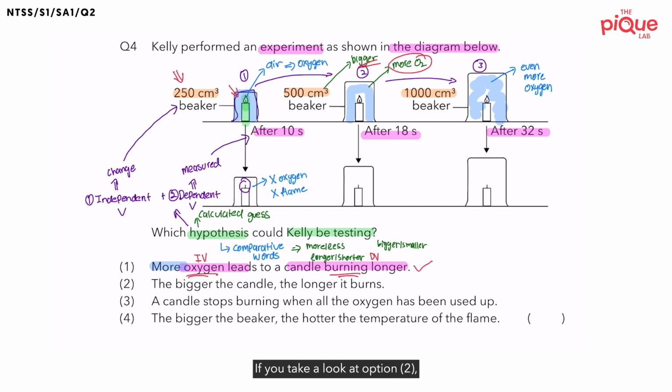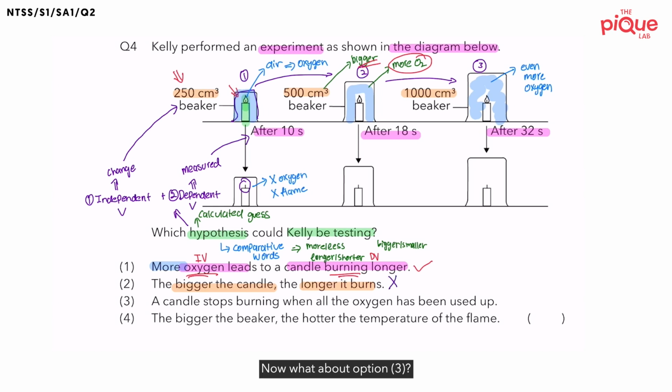If you take a look at option 2, the bigger the candle, the longer it burns. In this entire experiment, did Kelly ever change the size of a candle? Throughout all the different setups, the size of the candle remained the same. So over here, option 2 is not the correct hypothesis.